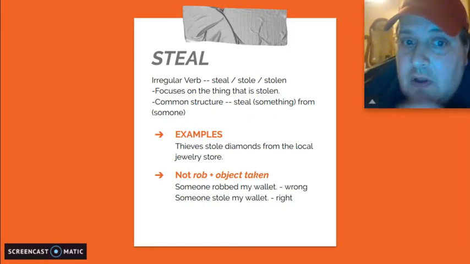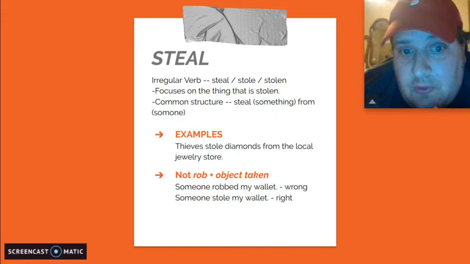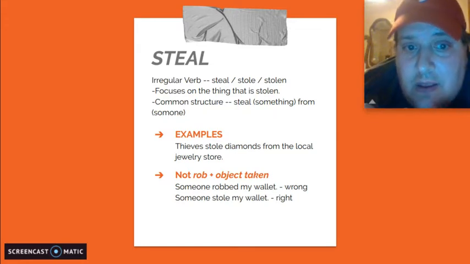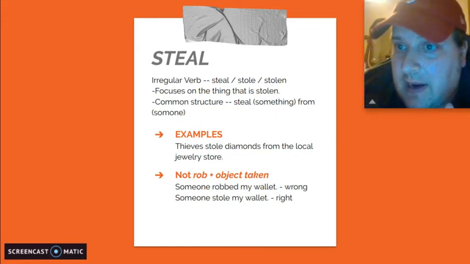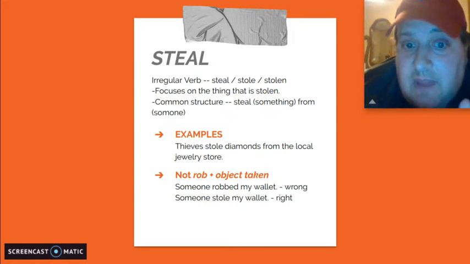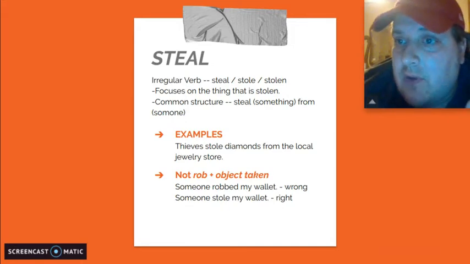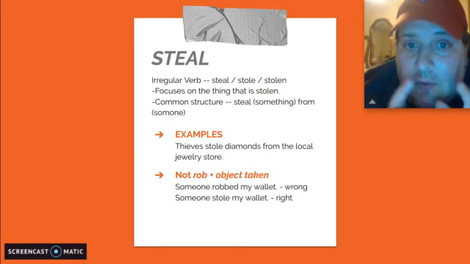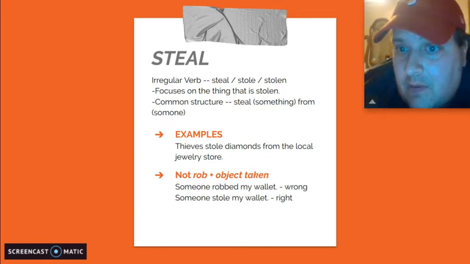Right. Now, here's an example. Thieves stole diamonds from the local jewelry store. Or in the passive, you would say, some diamonds were stolen from the local jewelry store. Money was stolen from the bank. So again, it's focusing on the thing, right?